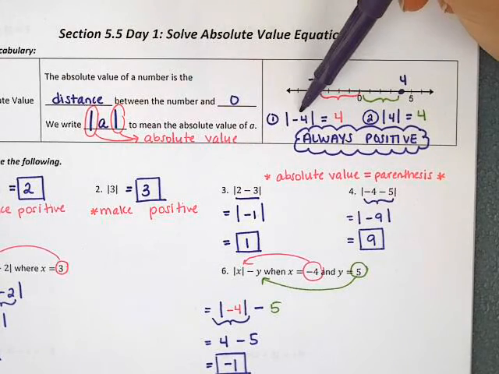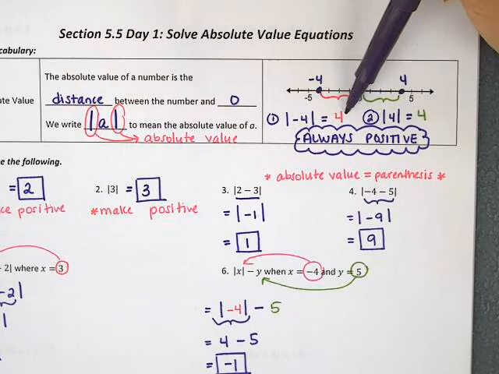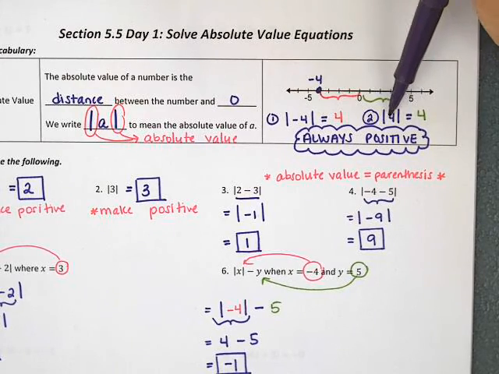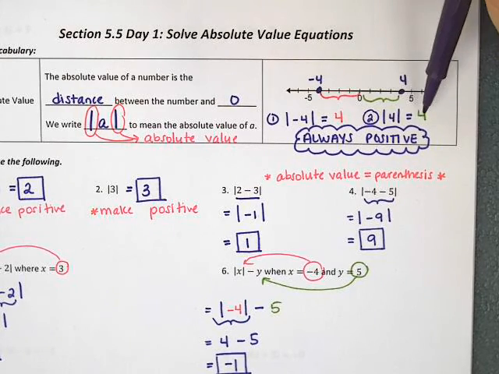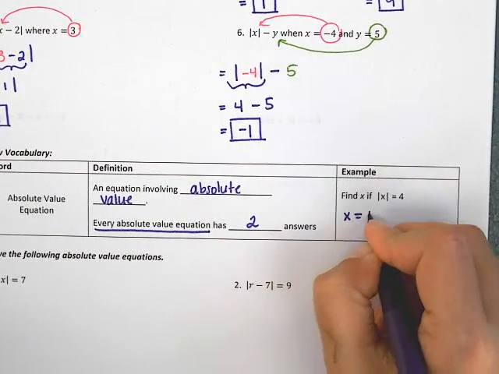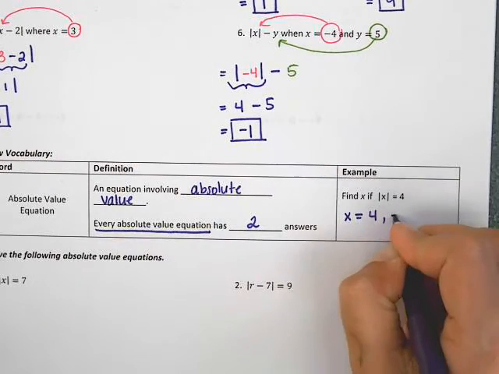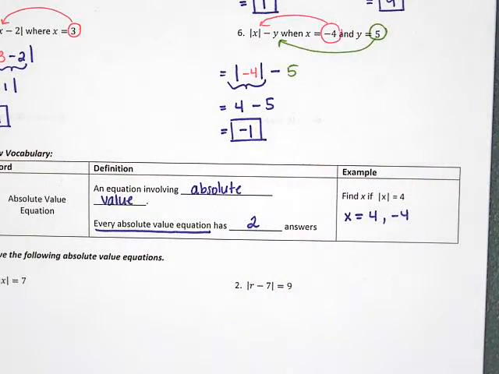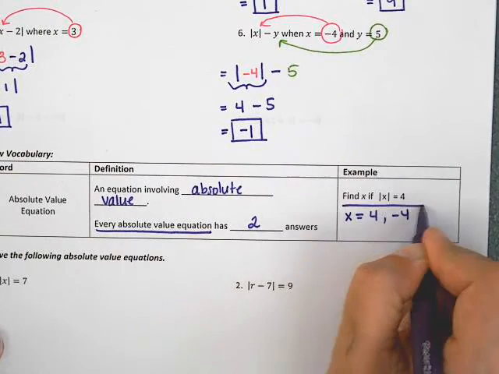If I have a negative 4 and I take the absolute value, I get positive 4. If I have a positive 4 and I take the absolute value, I get positive 4. So if I'm looking for numbers that will give me positive 4, I would say positive 4 will, but so will negative 4. So there are two answers here to this problem.